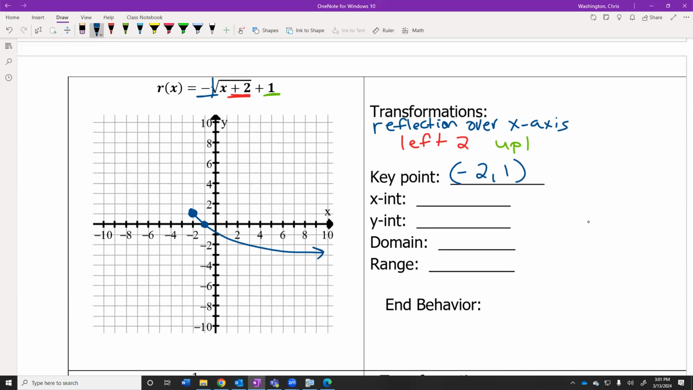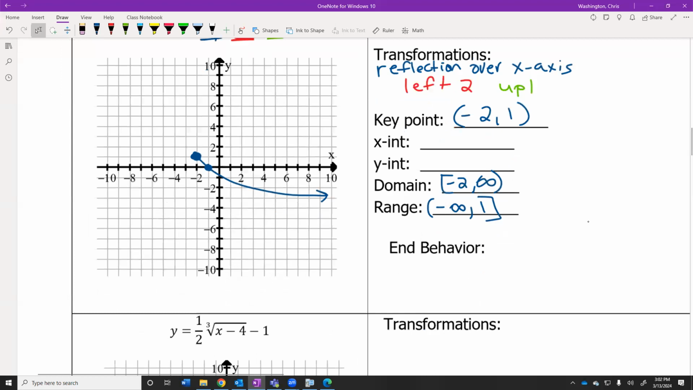How far left does this graph go? -2. How far right does it go? Infinity. This graph has been reflected, so the range is going to be a little bit different than the first two we did, because my graph is now going down instead of up. So how far down will our graph go? It'll go down to -infinity, and it'll go up to the y value of the key point, which is 1.